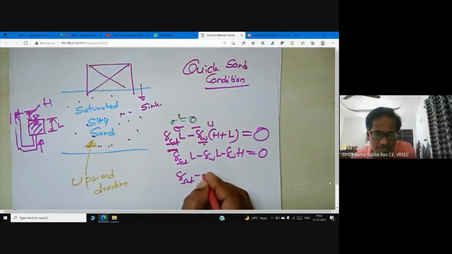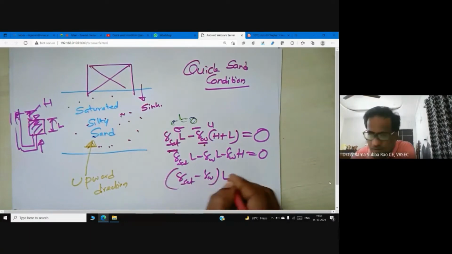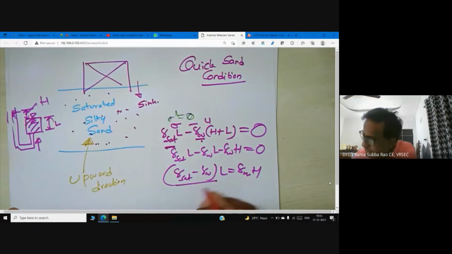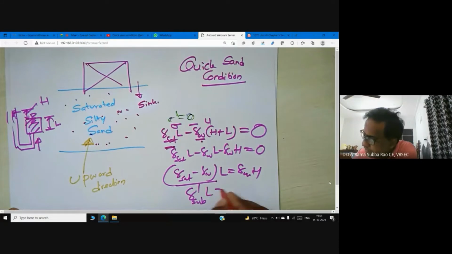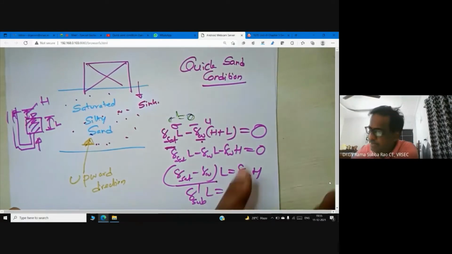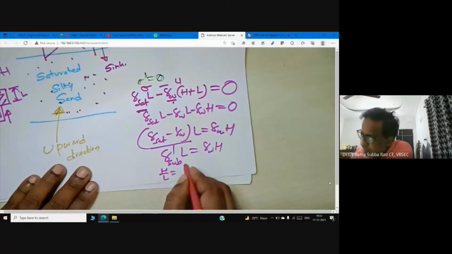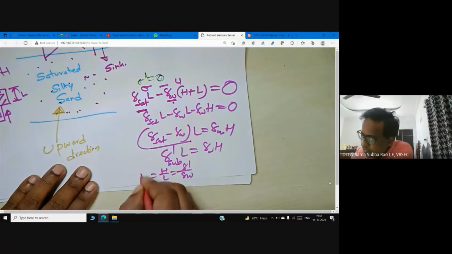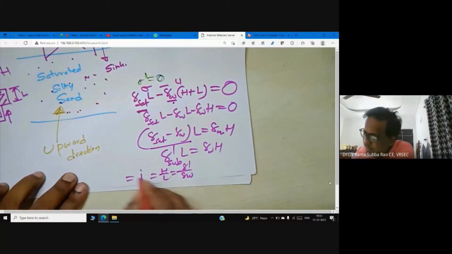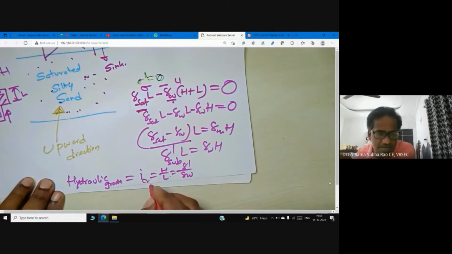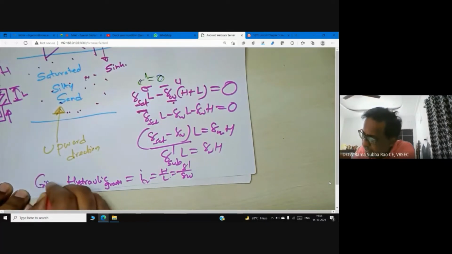Gamma sat minus gamma W, L is common, which is equal to gamma W into H. Now, gamma sat minus gamma W is gamma prime. If you are not happy, SUB is submerged. Gamma prime into L is equal to gamma W into H. So H by L is equal to gamma prime by gamma W. What is H by L? I, the hydraulic gradient. This is the situation where it is critical, that's why we call it the critical hydraulic gradient.